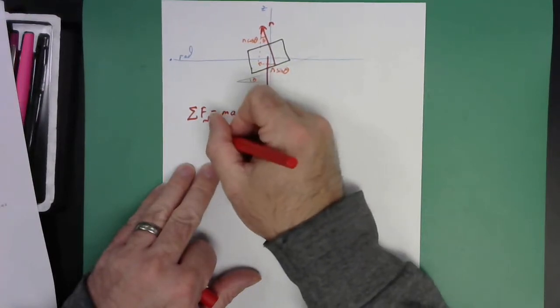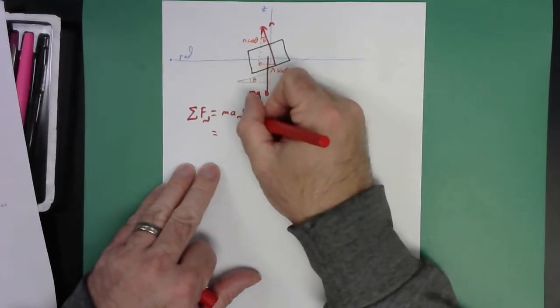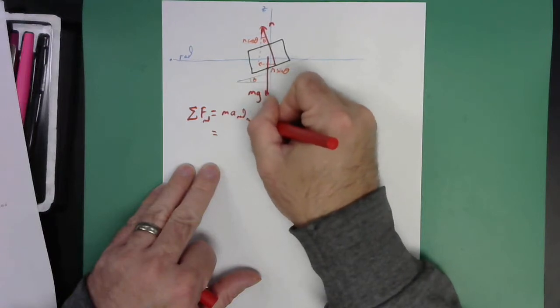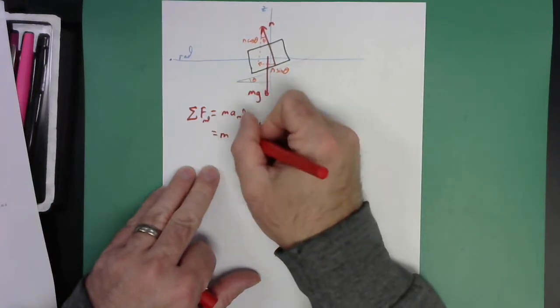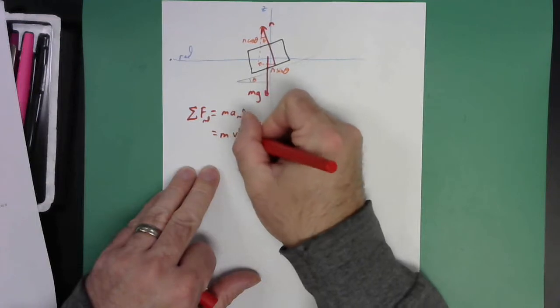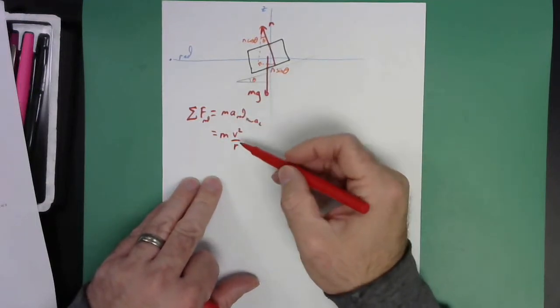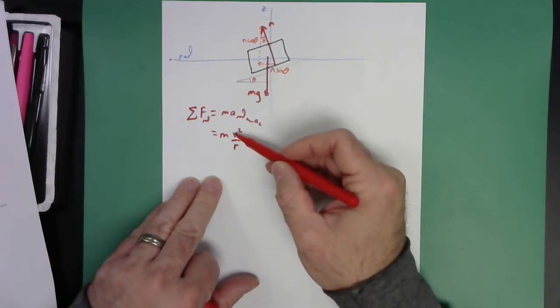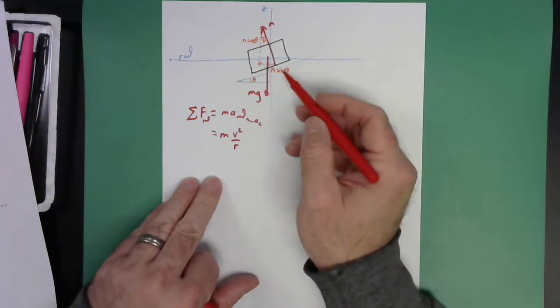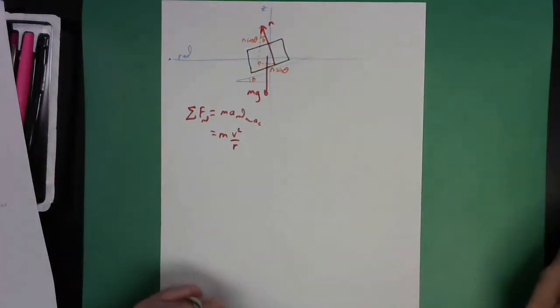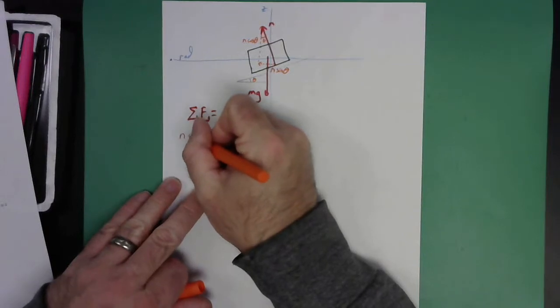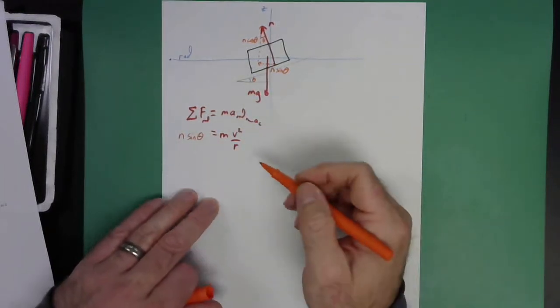My acceleration in the radial, we know that's got to be inward. It's what we call centripetal. And so I can substitute in the centripetal acceleration formula, speed squared over the radius. Hey, there's that speed. That's what we're trying to solve for. You say, okay, my force in the radial, that's just n sine theta. So I've got n sine theta is mv squared over r.